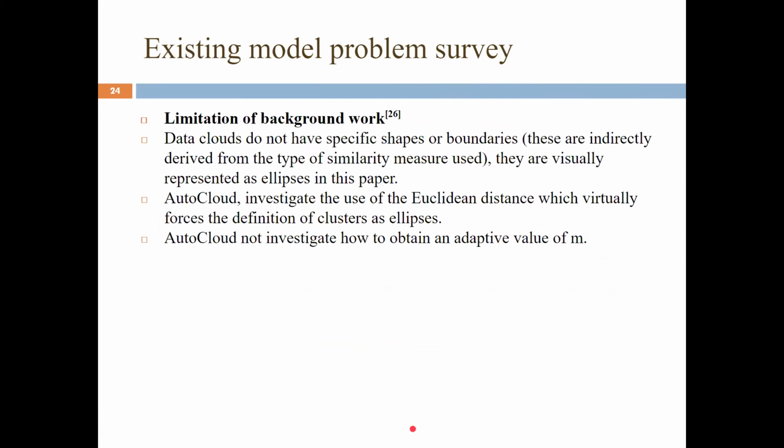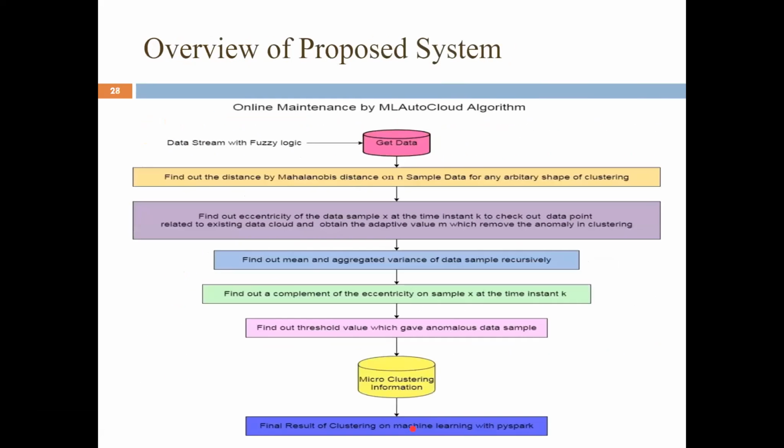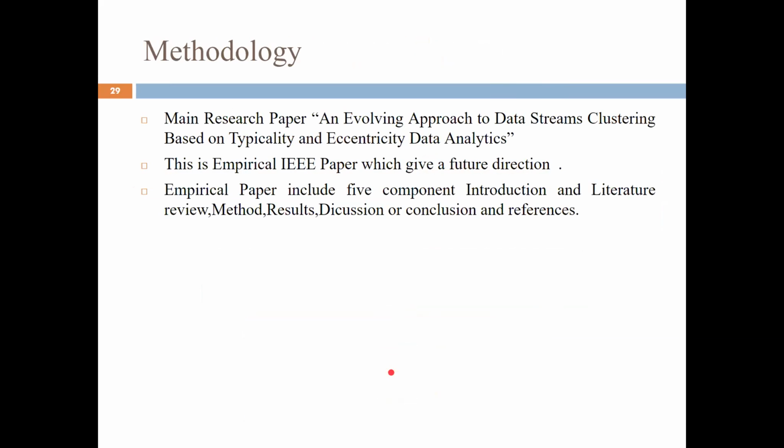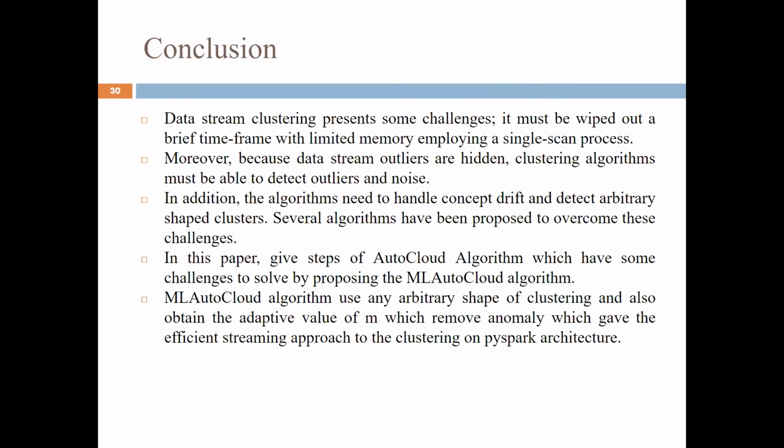So my proposed system is there. I can make one overview here. Instead of Euclidean distance, I can use Mahalanobis-based distance here, and I can find some accuracy there. So that is my overview of the proposed system. That is the conclusion from my side.